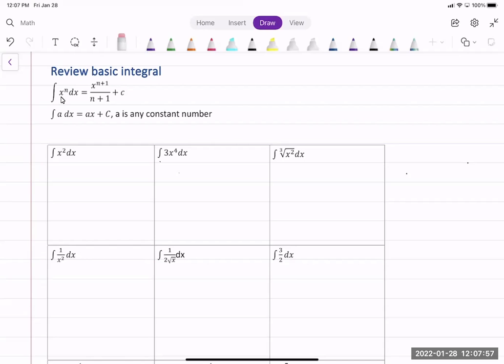And if you have the integral of any expression like x to the power of n, you're going to have x to the power n plus 1 over n plus 1, plus c. Okay, so let's take a look at these examples.